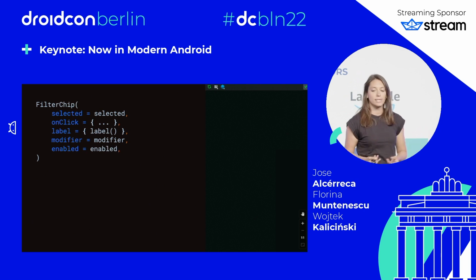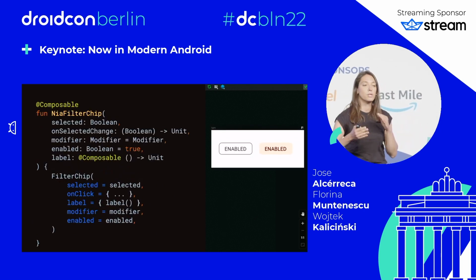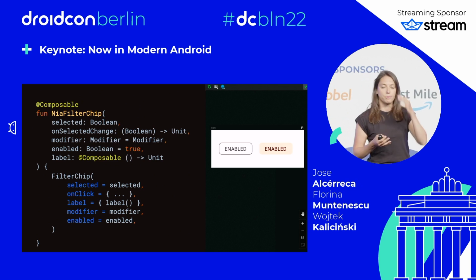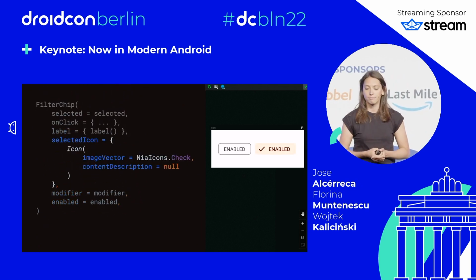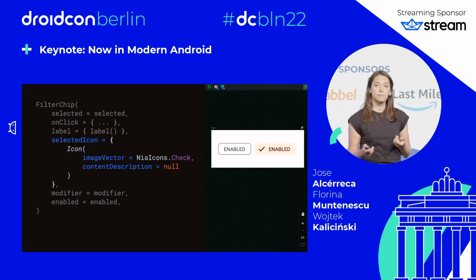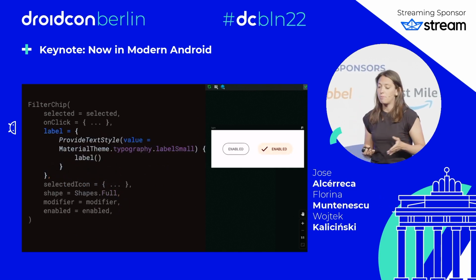So what we did is we took the filter chip from Material, and we wrapped it inside our own Now in Android filter chip. And then we set a bunch of defaults that follow our design. So we set the selected icon, we set the shape, we set the label typography.